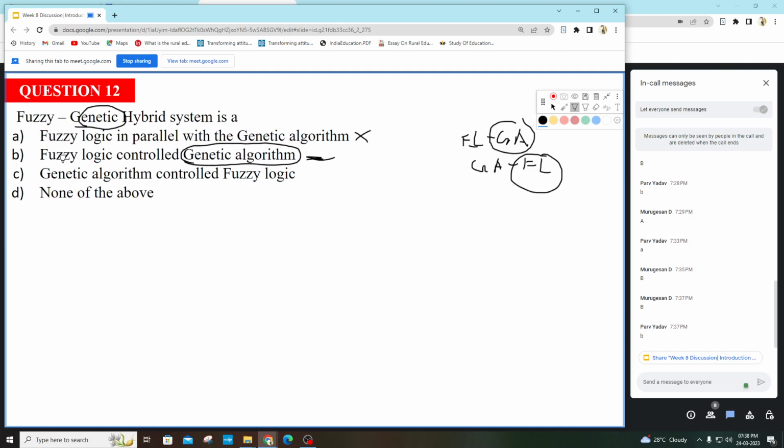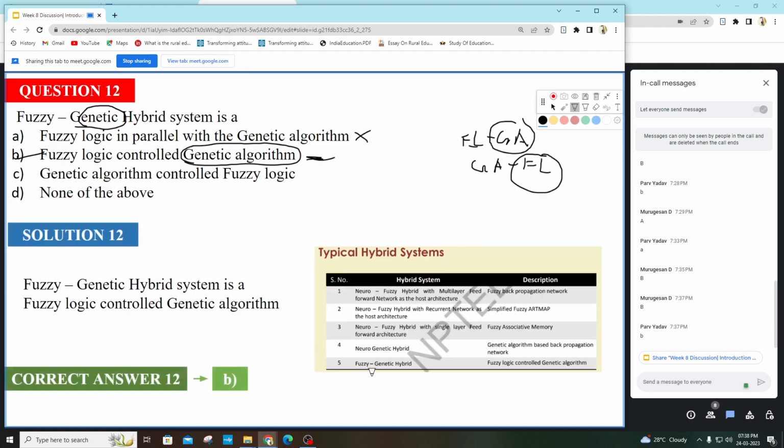Okay, so fuzzy logic is only tuning some parameter or controlling something. So B is your right answer. Is this clear, what I have told you? More detail you can read from your lecture note, but this is the concept. Whatever is written last, that is your main algorithm, and whatever is written first is used to tune some parameter.